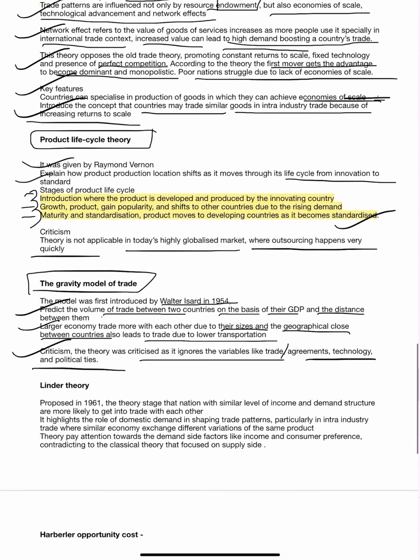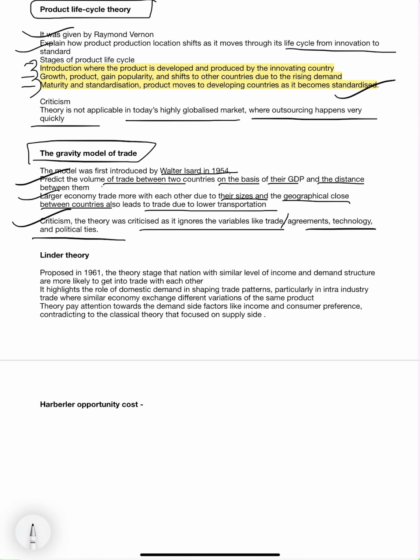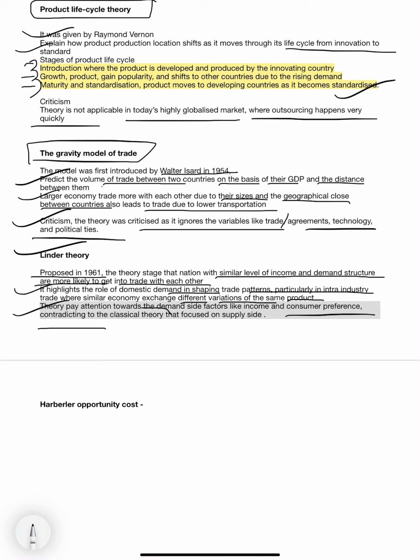Next is the Linder theory. Linder proposed his theory in 1961 and states that nations with a similar level of income and demand structure are most likely to trade with each other. It also highlights the role of domestic demand in shaping trade patterns, and particularly talks about intra-industry trade, where similar economies exchange different variations of similar products with each other. The theory also pays attention to demand factors like income and consumer preferences, which very much contradicts the classical theory, which focused on the supply side.